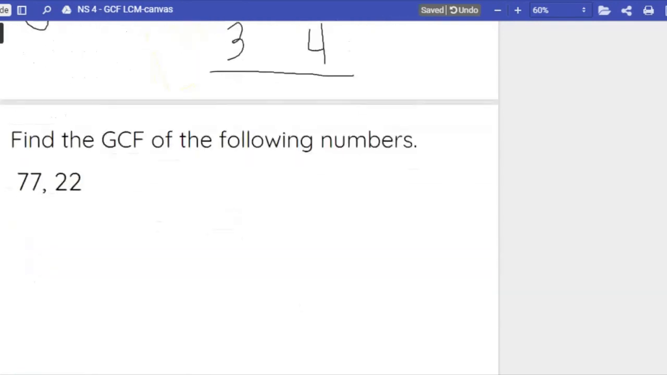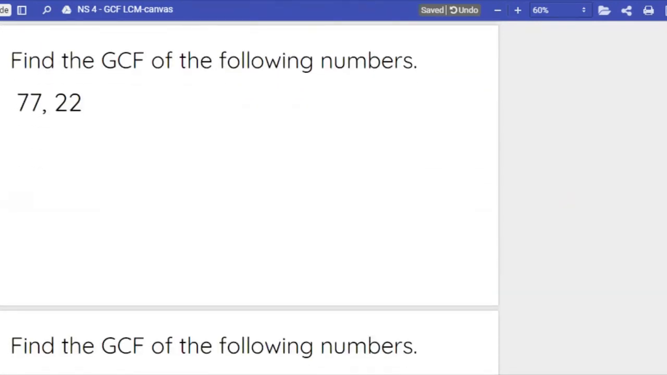Okay, go ahead and pause your video, try this one, and then press play when you have tried it. All right, let's complete this one. 77 and 22. Draw a ladder.